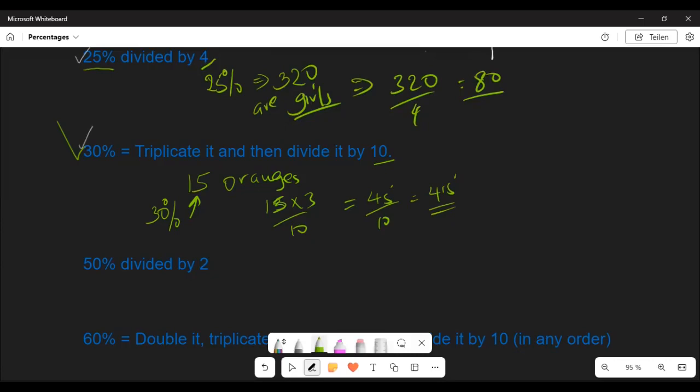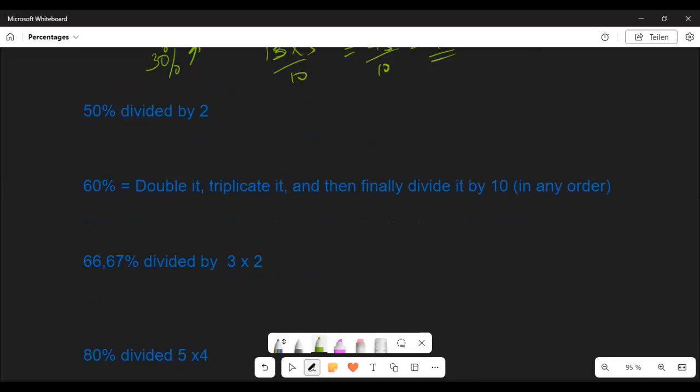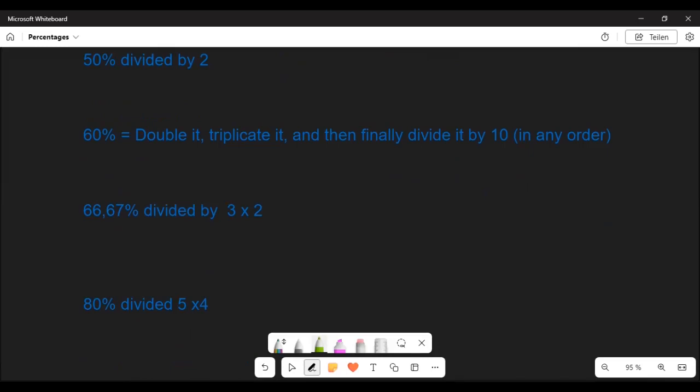So 4.5 oranges is what represents 30% of 15 oranges. If I use that method, I would take 15, immediately multiply by 3 to give me 45, and then divide that by 10 to get 4.5. This way, your calculation becomes faster and goes very quick. Also, in most cases you don't have to take a pen to write these things. You can see an answer just by computing it.